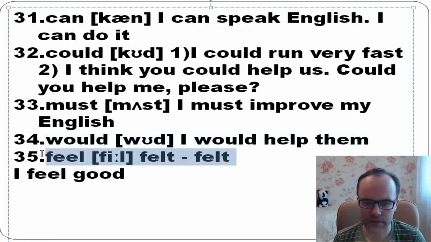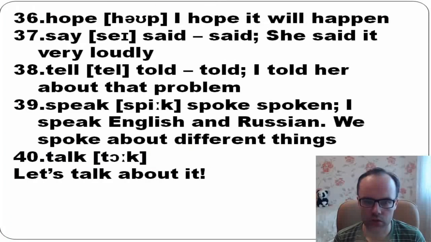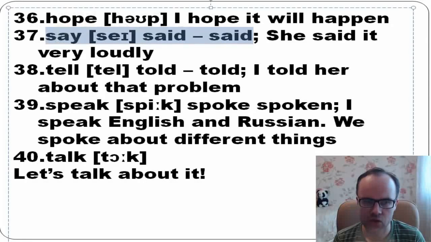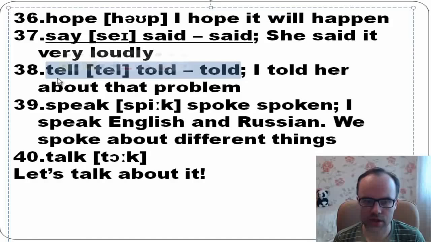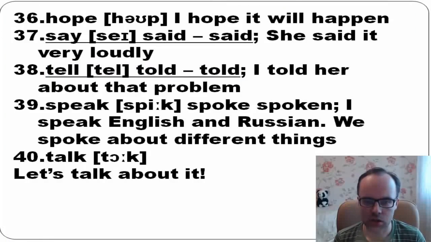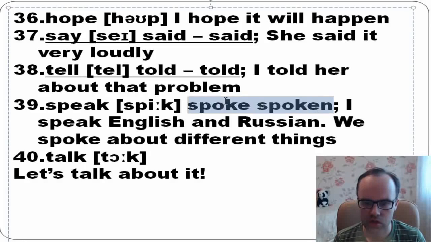Feel, felt, felt. Irregular. Hope. I hope it will happen. Say, said, said. Irregular. She said it very loudly. Tell, told, told. Irregular. I told her about that problem. Speak, spoke, spoken. Irregular. I speak English and Russian. We spoke about different things.